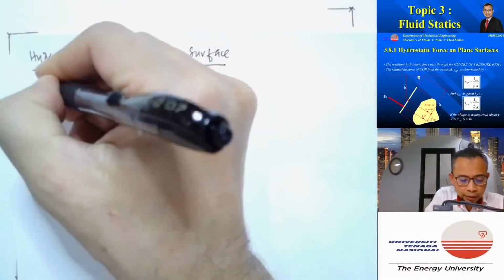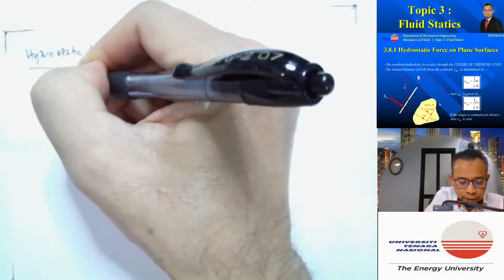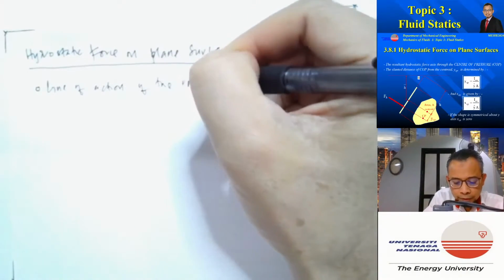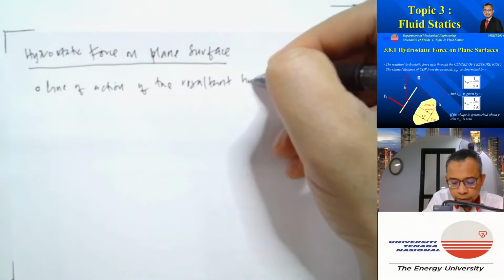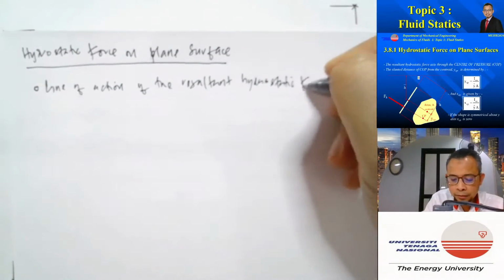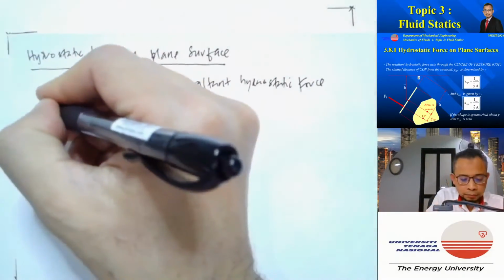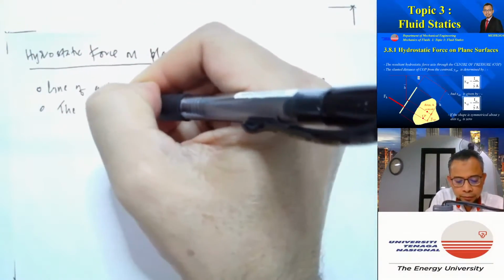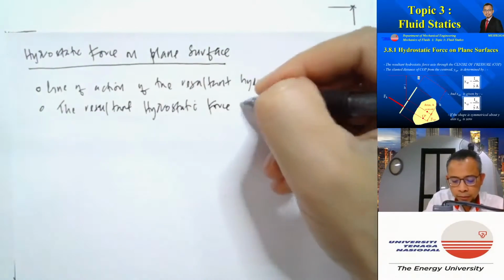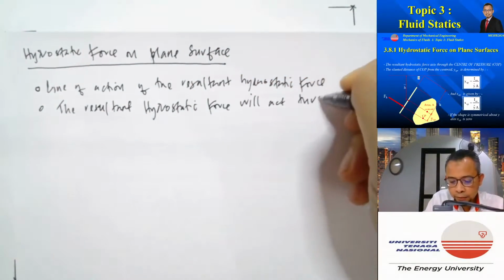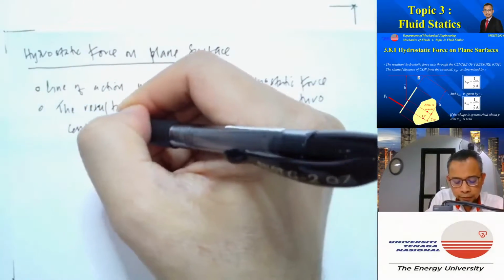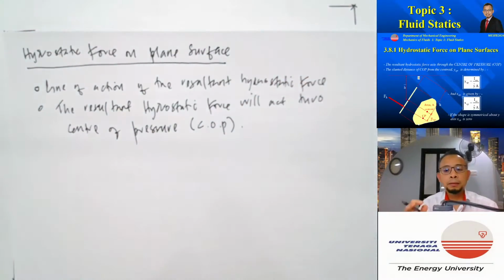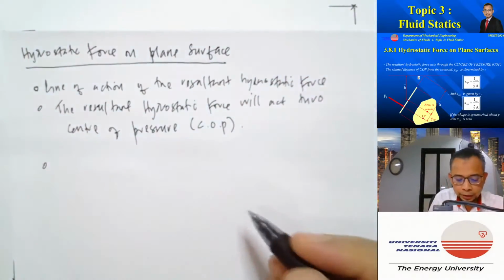So we need to determine the line of action of the resultant hydrostatic force. The resultant hydrostatic force will act through the center of pressure, or COP. So let's redraw our diagram again.